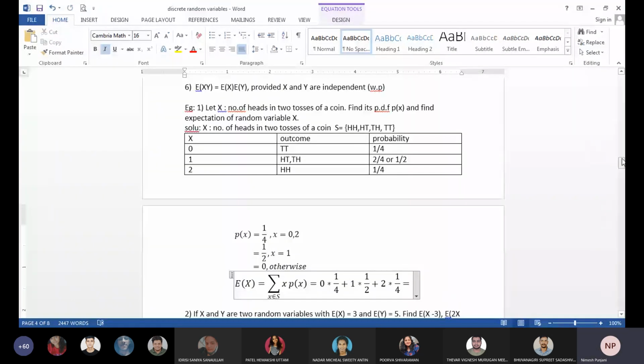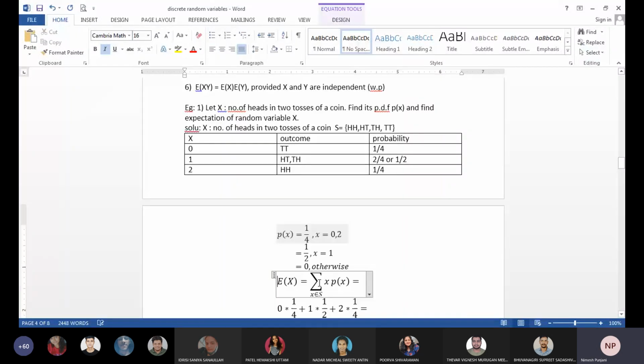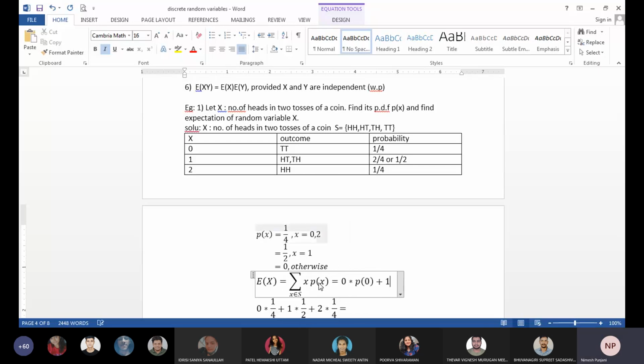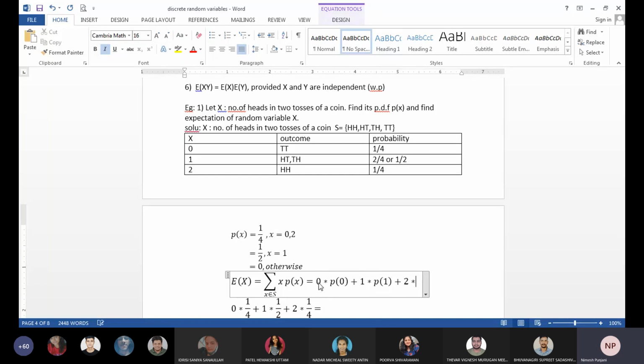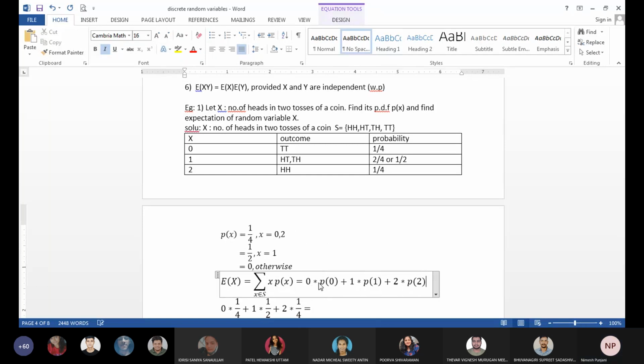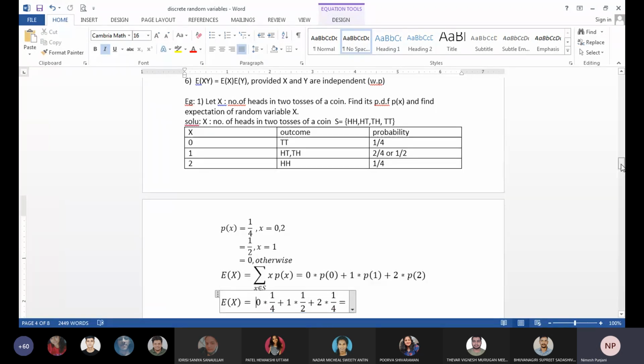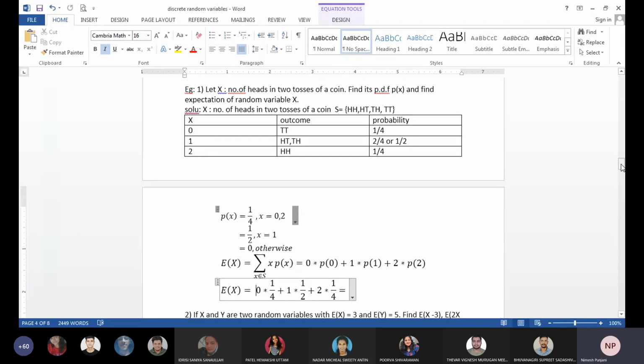So my x value is 0. Let me write the full explanation. It is 0 into p of 0, plus 1 into p of 1, plus 2 into p of 2. So this gives me my expected value as 0 into 1/4 plus 1 into half plus 2 into 1/4. Now tell me, is this e of x clear?